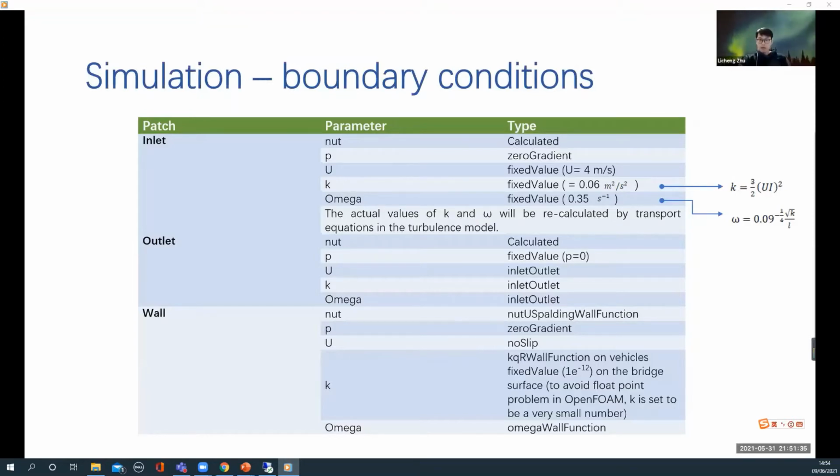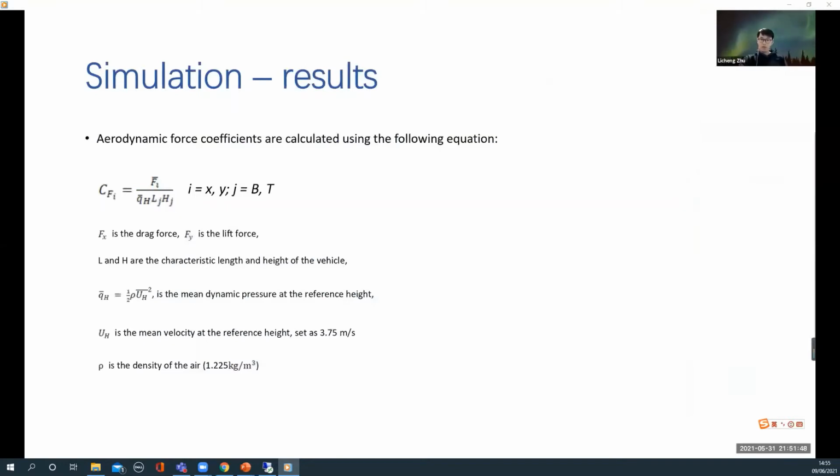The K value of the bridge surface is set to be very small instead of 0, to avoid floating point problems. Aerodynamic forces acting on the vehicle are recorded and then calculated by the equation I showed here, which is provided by the wind tunnel report.